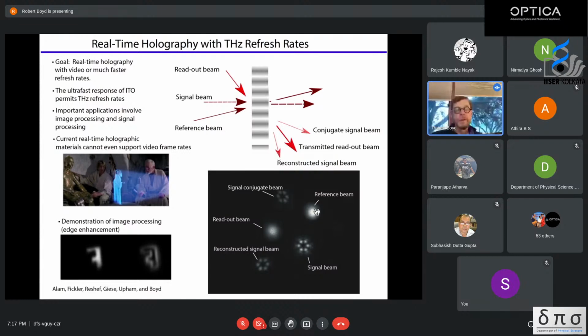And here's the actual laboratory results. Our signal beam, well, we chose a petal beam. The reference beam is a Gaussian beam. These form the hologram. Then this is the readout beam, and this is the reconstructed signal, and this is the conjugate of the signal. So this has implications for work to follow.